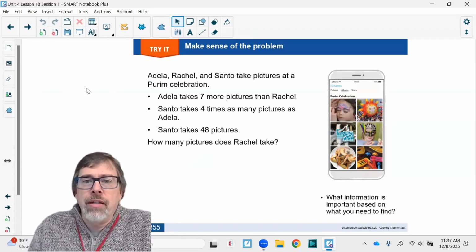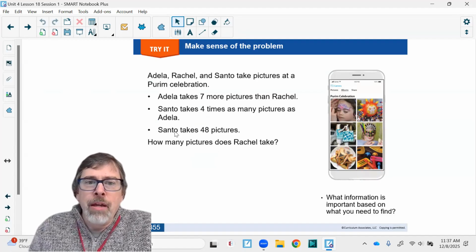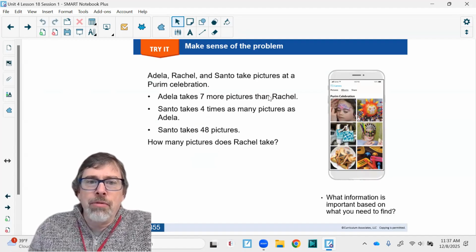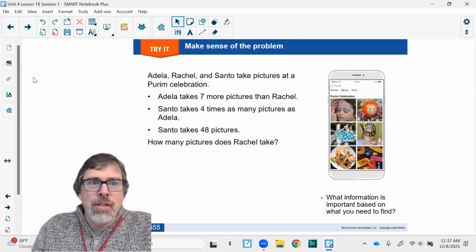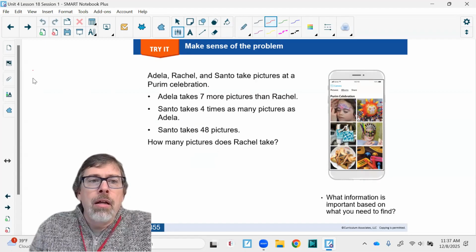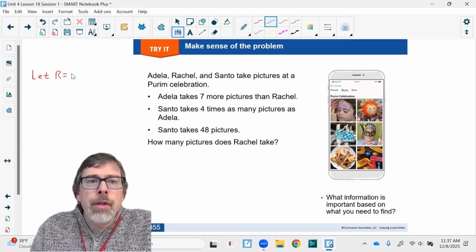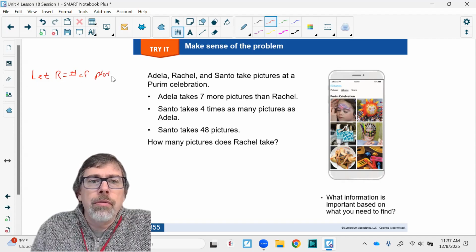Adela, Rachel, and Santo take pictures at a Purim celebration. Okay, that's a Jewish holiday. Adela takes 7 more pictures than Rachel. So the first thing I'm going to do is say, let R equal number of photos Rachel took.